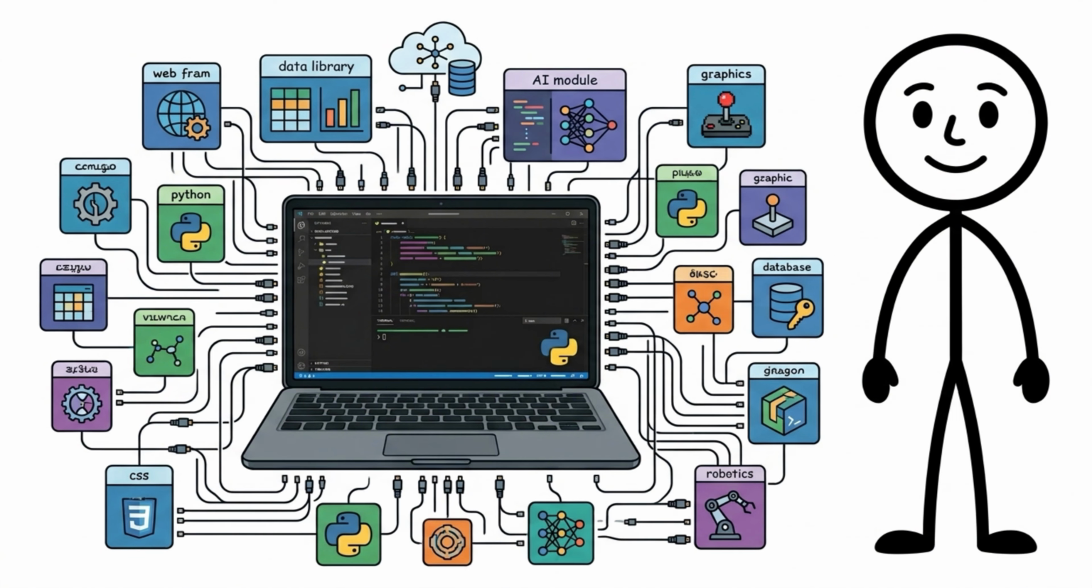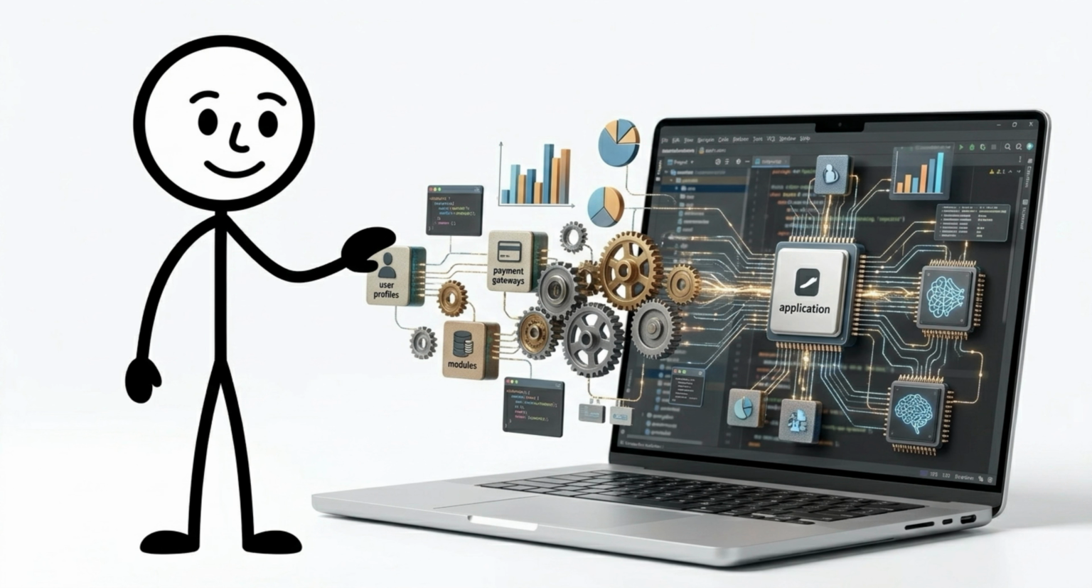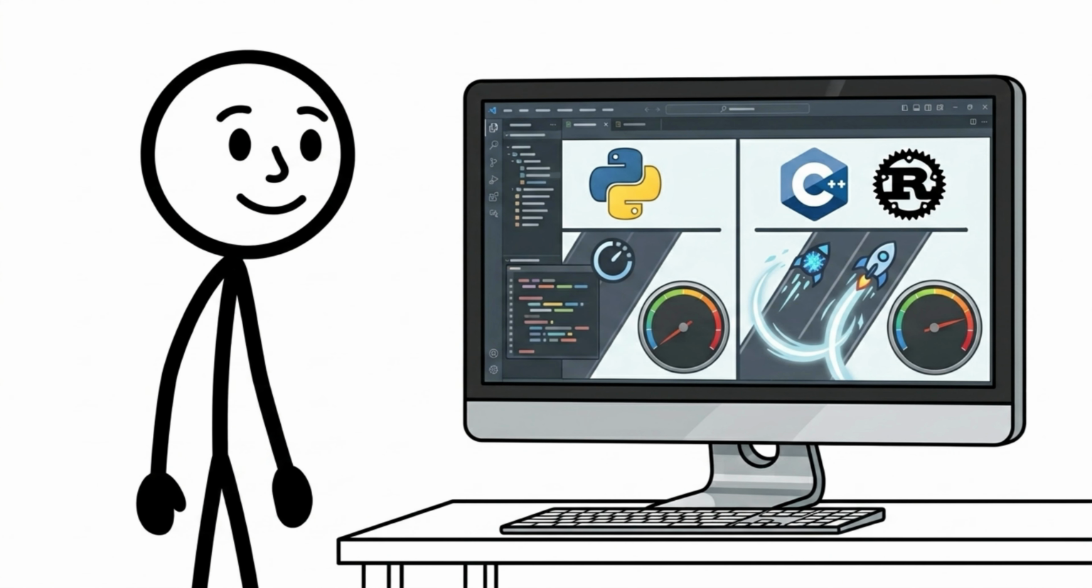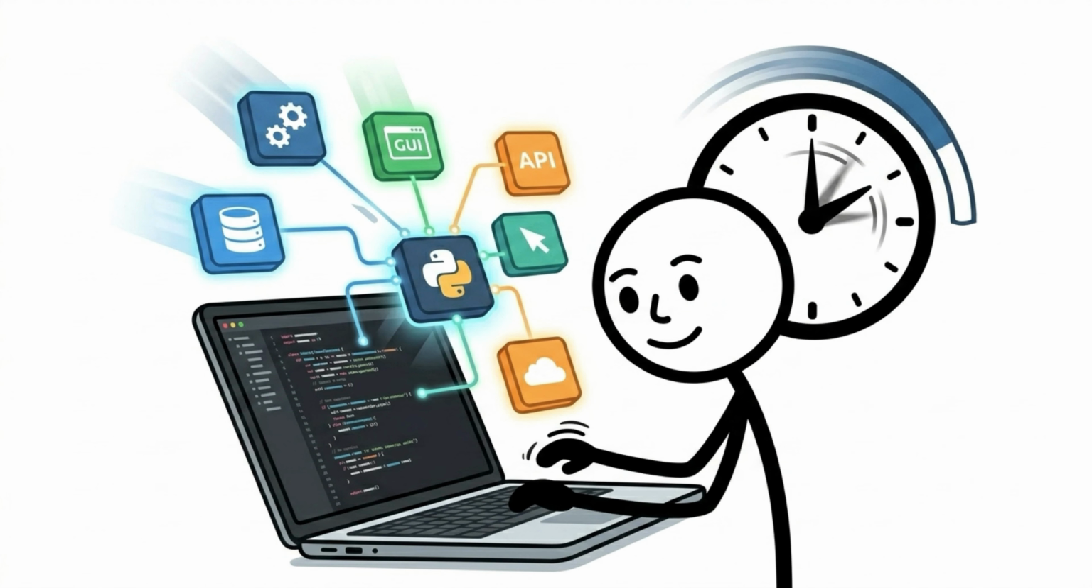Python also has an enormous ecosystem of libraries and frameworks. Instead of building everything from scratch, developers can use existing tools for tasks ranging from analyzing huge data sets to creating AI models. The main weakness of Python is performance. Python programs are generally slower than programs written in languages such as C++ or Rust. However, its simplicity and huge ecosystem often make development much faster.